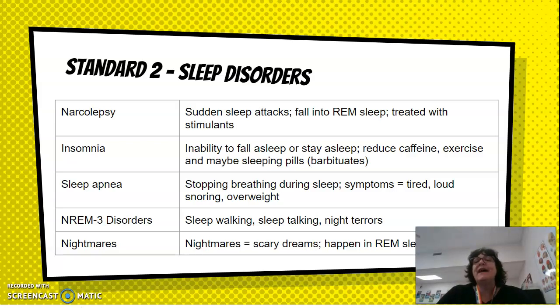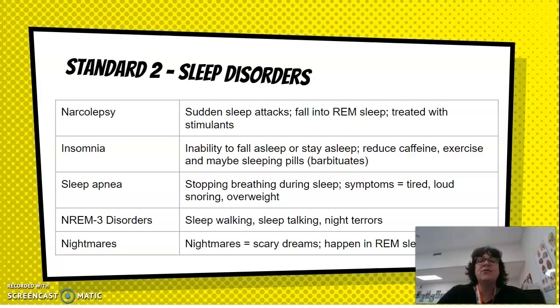The way to treat that is to reduce or eliminate your caffeine, and exercise. Sometimes they'll use barbiturates. We talked about these psychoactive drugs. Barbiturates, sleeping pills, and tranquilizers are used to treat insomnia, but you become dependent on them pretty easily. Sleep apnea is where you stop breathing. During your sleep, you hear this gasp for air. This happens when people are really loud snorers. They're often overweight and they're tired all the time. That is sleep apnea.